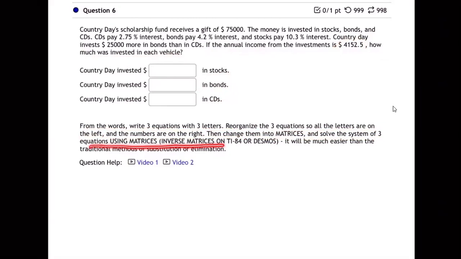I think I wrote in GeoGebra because that's a good program as well. And it will be much easier than traditional methods, right? All right. So I'm going to call this S for stocks, B for bonds, C for CDs. You call it XYZ if you want, but letters that are meaningful just make it easier. So I'll use S, B, and C.